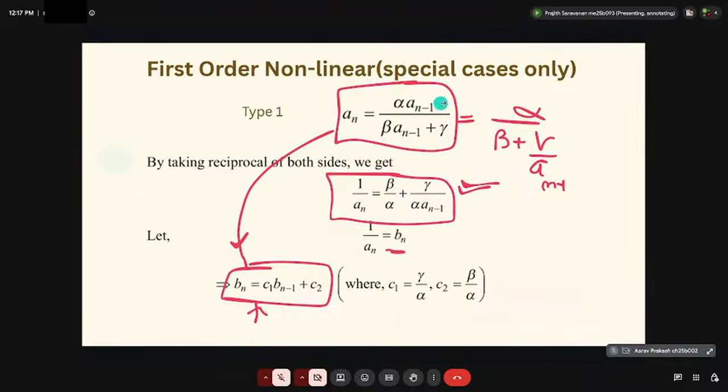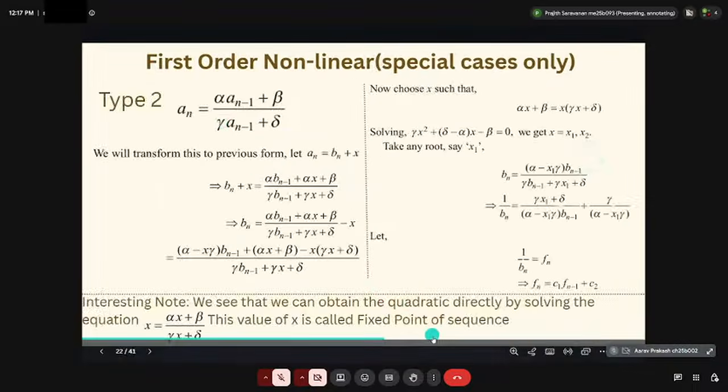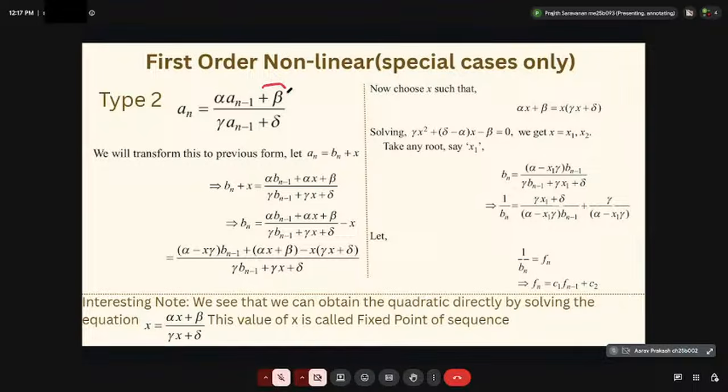In the previous example, we had no constant in the numerator. Here we do, so this becomes much more complex than the previous one just because of that one constant. Again, you might have observed that whenever we have non-homogeneity, like a constant, we immediately think of substituting an equal to bn plus some constant. Some constant I'm taking to be x. We need to find what x is.